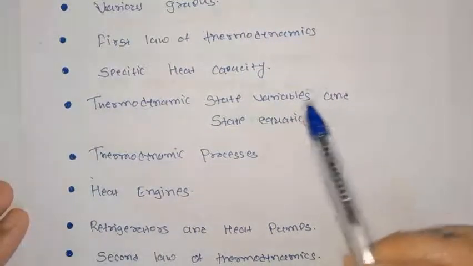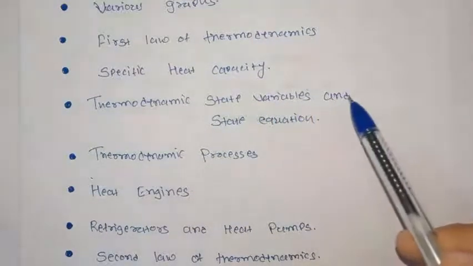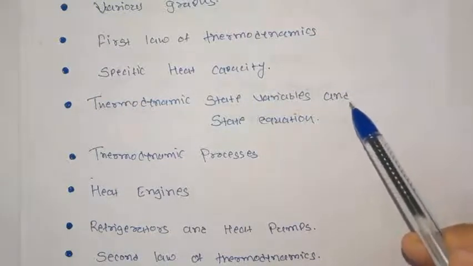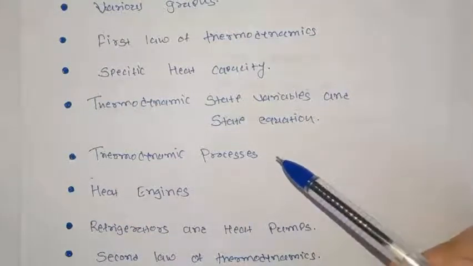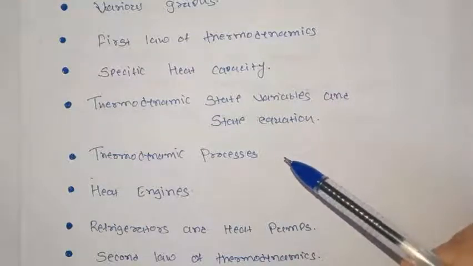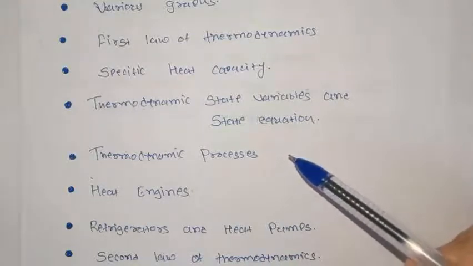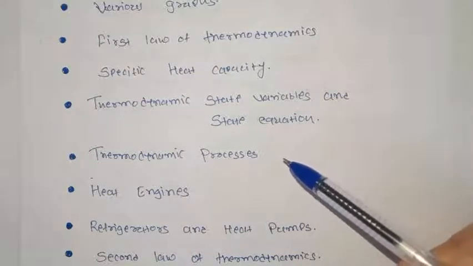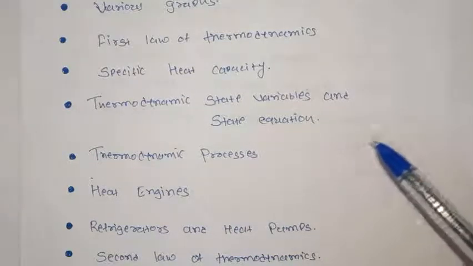Then we will understand what are the thermodynamic state variables and the state equation. After that we will see the thermodynamic processes, the isothermal process, adiabatic, isochoric, polytropic, isobaric processes and work done in these processes.